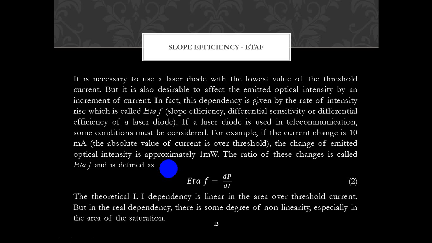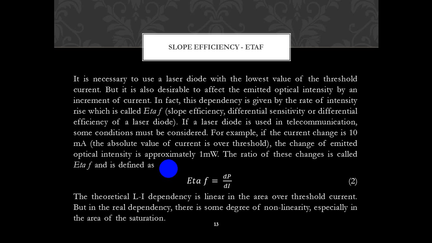Slope efficiency, eta. It is necessary to use a laser diode with the lowest value of threshold current, but it is also desirable to affect the emitted optical intensity by an increase of the current. In fact, this dependency is given by the rate of intensity rise, which is called eta, slope efficiency, differential sensitivity or differential efficiency of the laser diode.